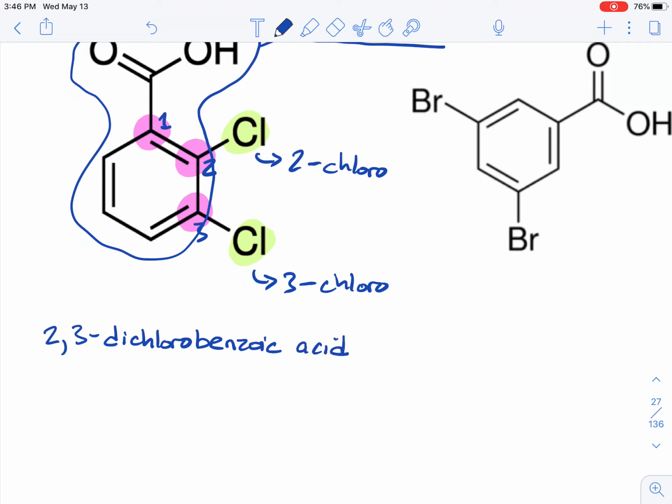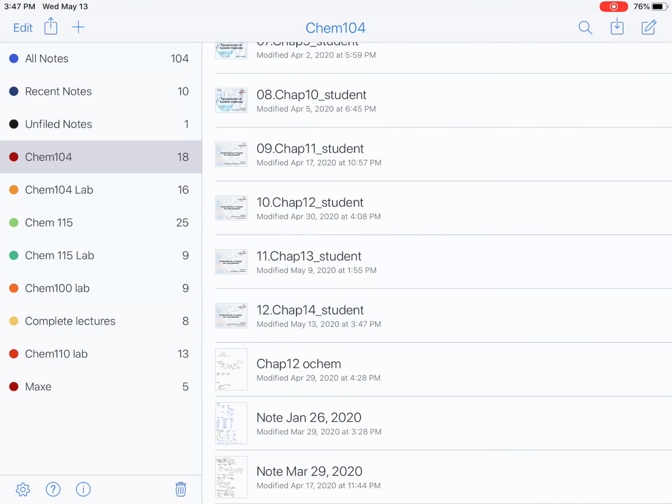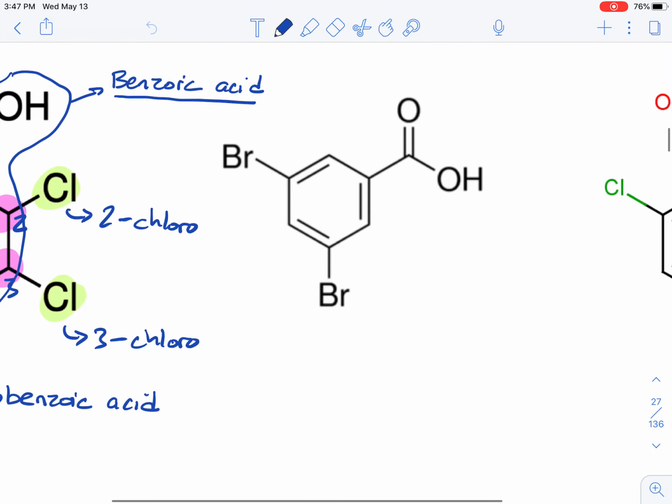Once again, I'm omitting placing the carbon number 1 in my name to describe the position of the carboxylic acid, because the carboxylic acid for any rings or straight chains is always going to be carbon number 1. Okay. My screen is freezing. It's weird. All right.